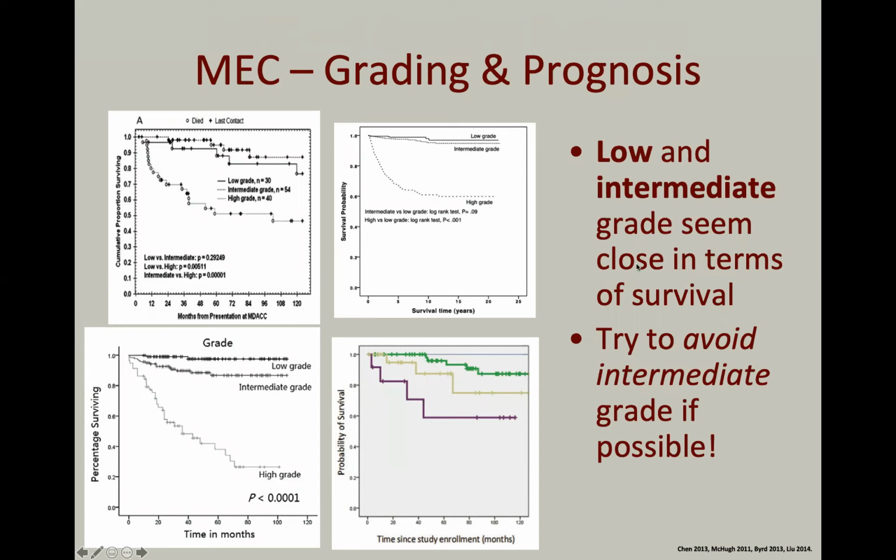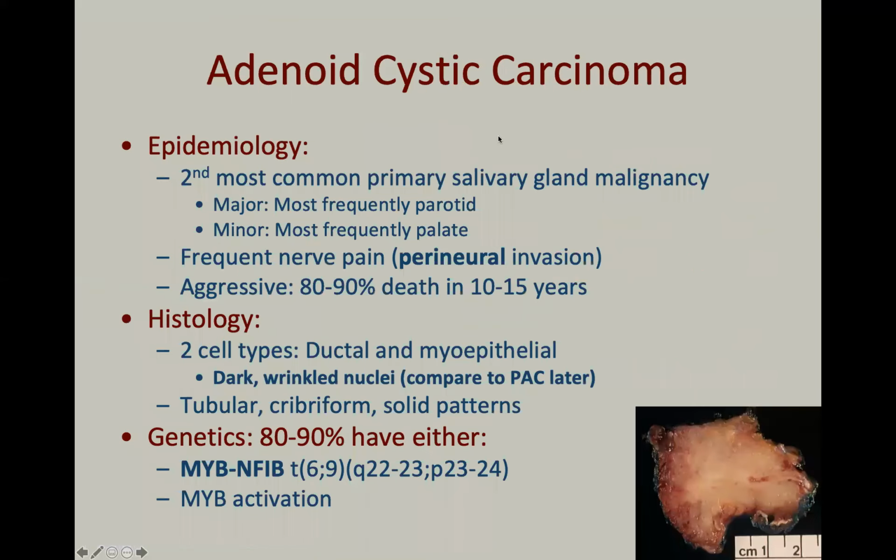Because sometimes clinicians don't really know what to do with intermediate grade. Low, yes, we watch, we wait, we observe. High, we do a neck dissection, we may do chemoradiation. But what do we do with intermediate? Probably the same as what we would do with low. Does anybody have any questions on mucoep?